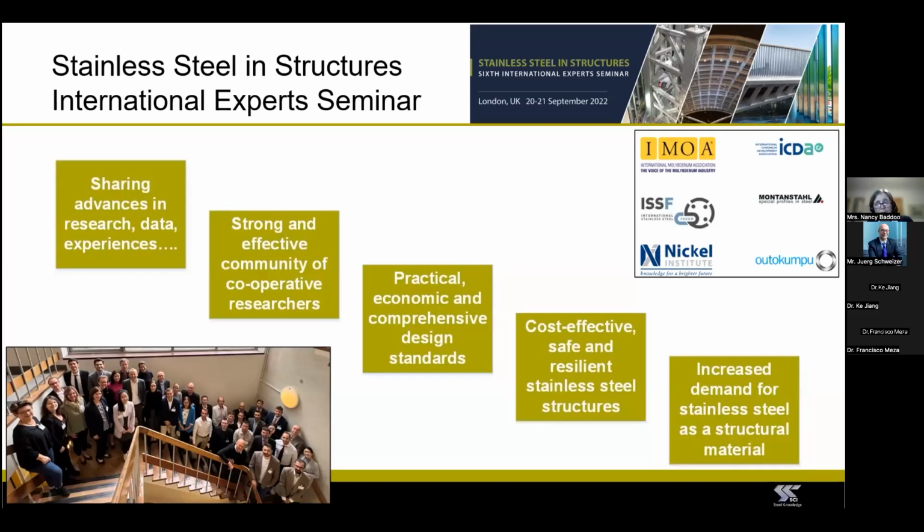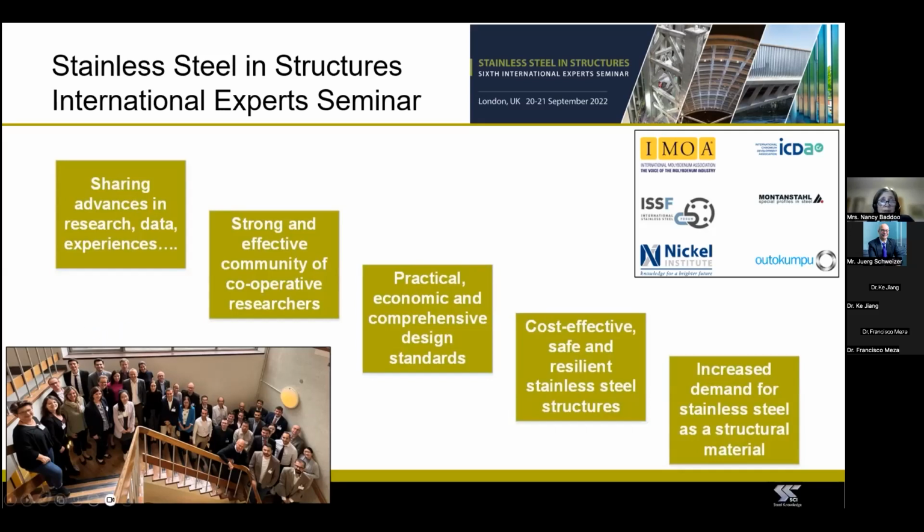And we've got the people who write the design standards together. And we believe the cooperation has led to more practical, economic, and comprehensive design standards, which ultimately lead to more cost-effective structures and a greater use of the appropriate application of stainless steel in construction.